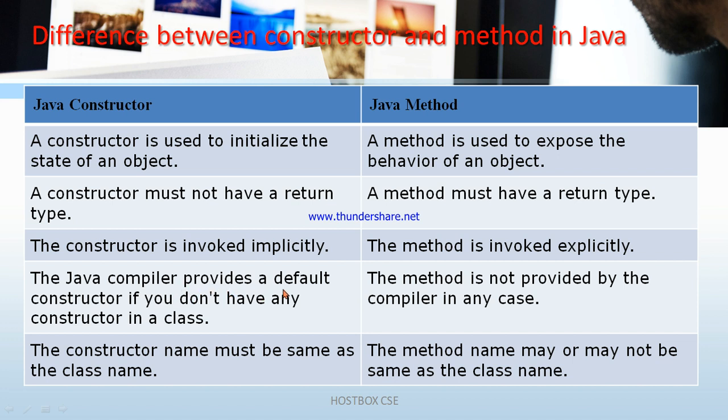The Java compiler provides a default constructor if you don't have any constructor in a class, but a method is not provided by the compiler in any case. At last, the constructor name must be the same as the class name. That is an important rule we discussed earlier. The constructor name must be the same as the class name, but the method name may or may not be the same as the class name.